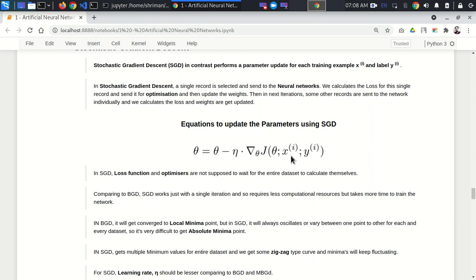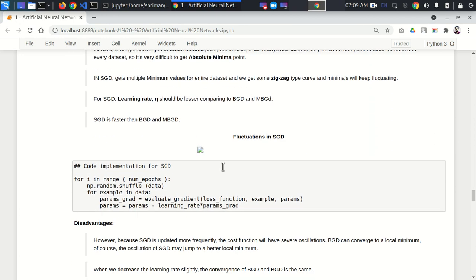So for the first iteration, i will be 0, so x0, y0. In that case this will be the first record. Then i will be 1, so second record, then i will be 2, so third record. In that case we are going to pass a single record at any point of time, and in that way we are going to calculate the cost function, I mean the loss function, for a single record, and then calculate the differentials, and in that way guys we are going to calculate our newer weights. And for a code implementation of SGD, we can go in this way.